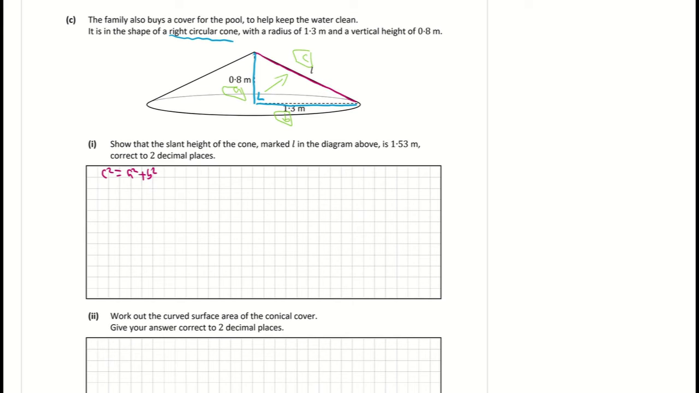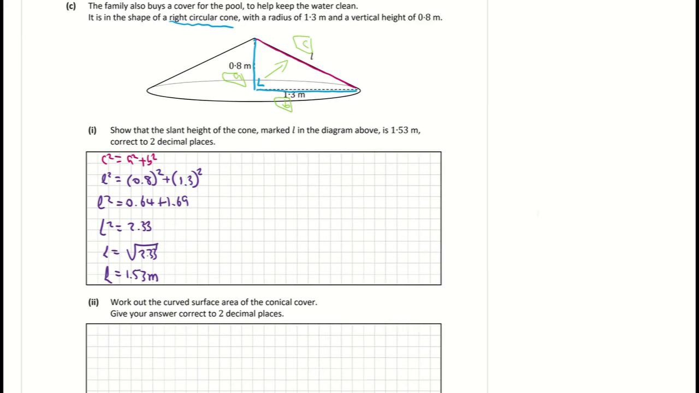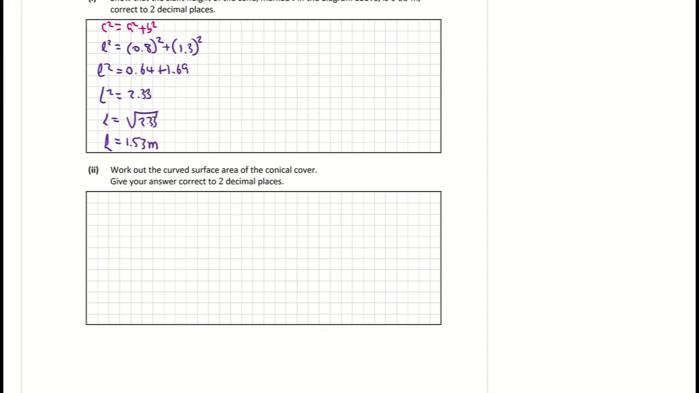Filling that into my formula now, my c is L squared is equal to 0.8 squared plus 1.3 squared. Tidying up the left hand side, it's 0.64 plus 1.69, which is giving me L squared is equal to 2.33. Get the square root of both sides to get L on its own. So L is equal to 1.53 as the question asked. Part 2. Work out the curved surface area of the conical cover. Give your answer to 2 decimals.